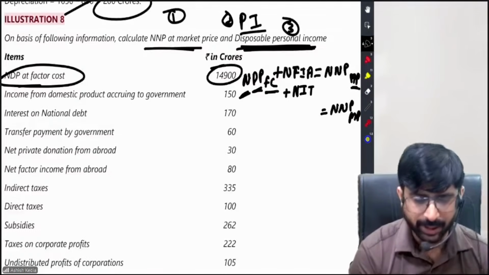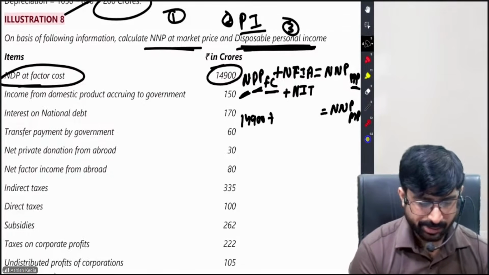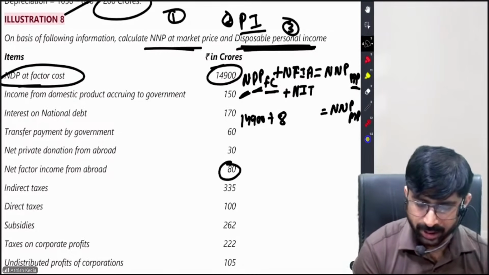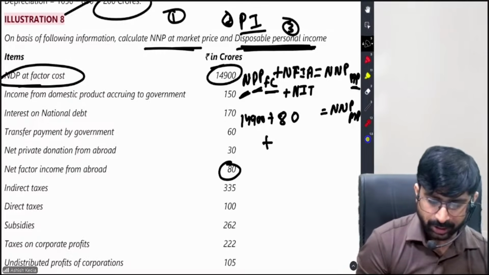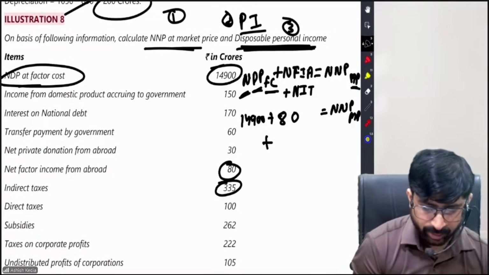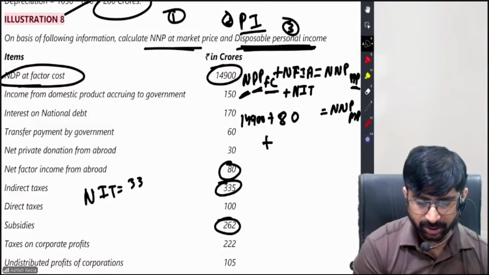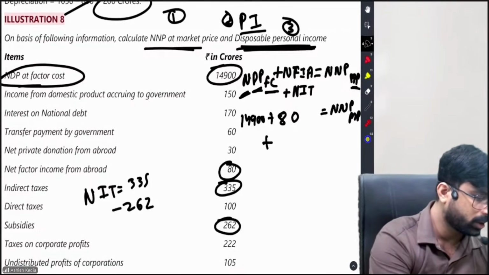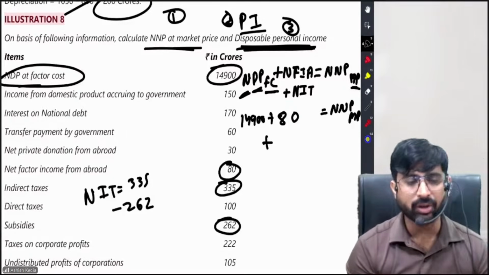First, we have NDP at FC, which is 4900, plus NFIA, net factor income from abroad, which is 80, plus net indirect taxes. Now, see, this is indirect taxes 335, this is subsidy 262. So, net indirect taxes is 335 minus 262. So, class, we get 73.